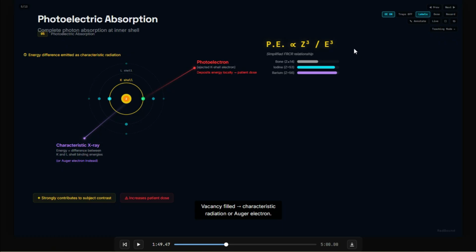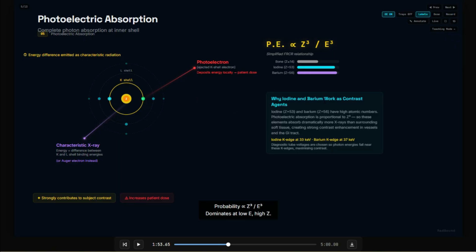The photoelectric effect is directly proportional to the atomic number cubed over energy cubed, mostly atomic number cubed multiplied by density over energy cubed. So anything that has a high atomic number, such as iodine, atomic number 53, barium, atomic number 56, bone, atomic number 14, tissue, atomic number 8 point something. All of them, depending on the atomic number, present high contrast. If the energy is high, the probability of photoelectric occurrence is lower.